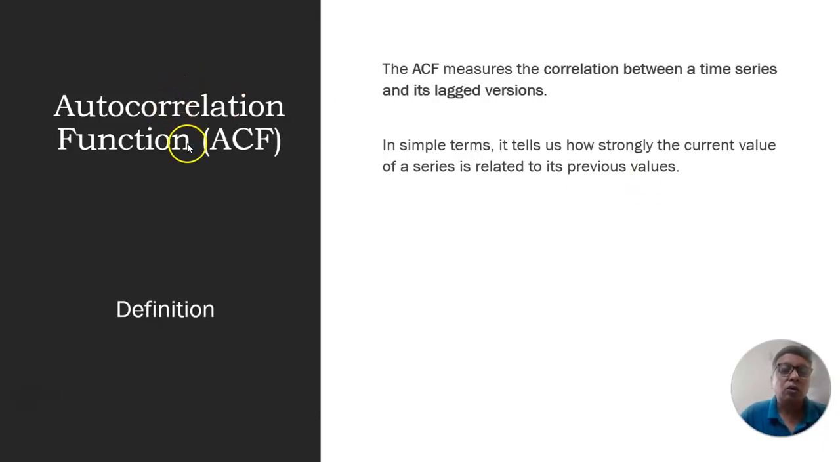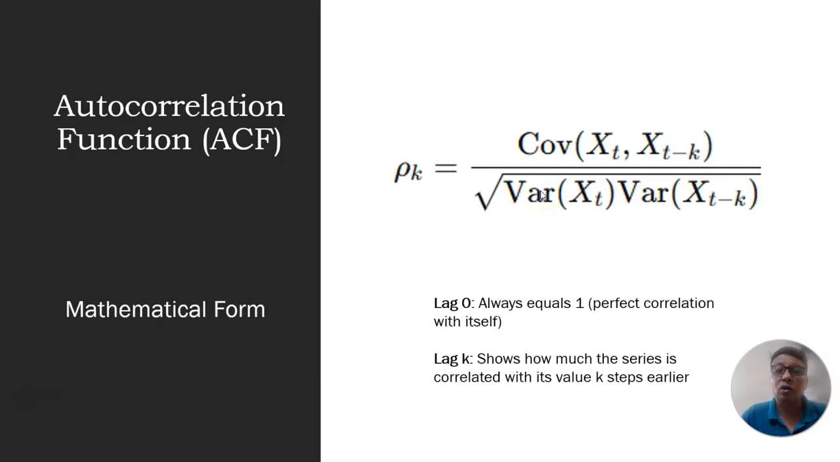Let us talk about the autocorrelation function definition. The ACF measures the correlation between a time series and its lagged versions. In simple terms, it tells us how strongly the current value of the series is related to the previous values. That's why it is called autocorrelation.